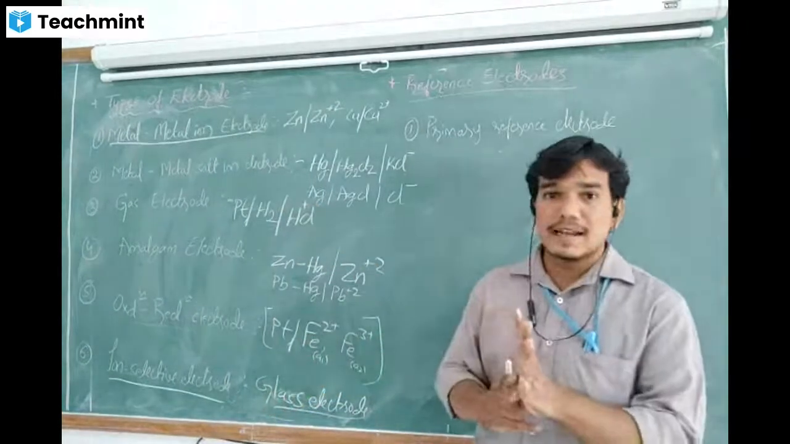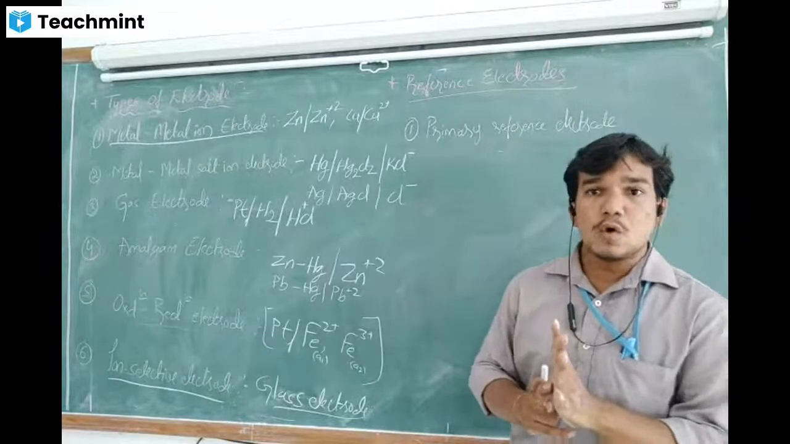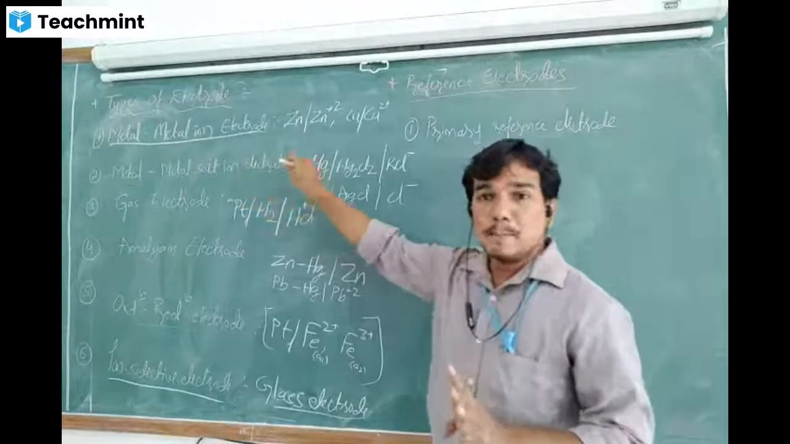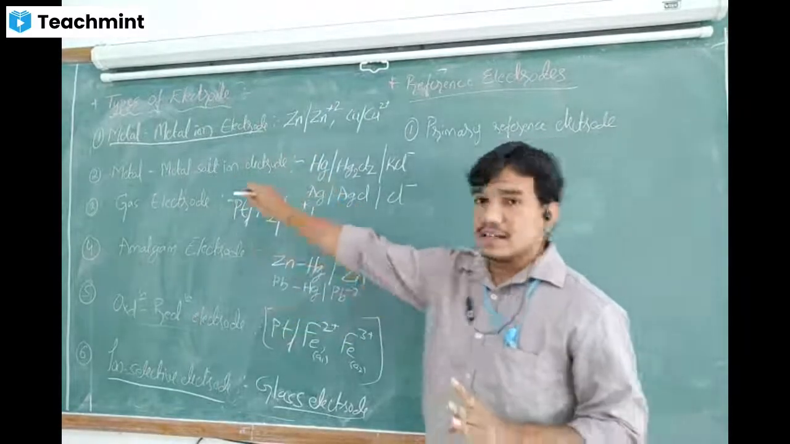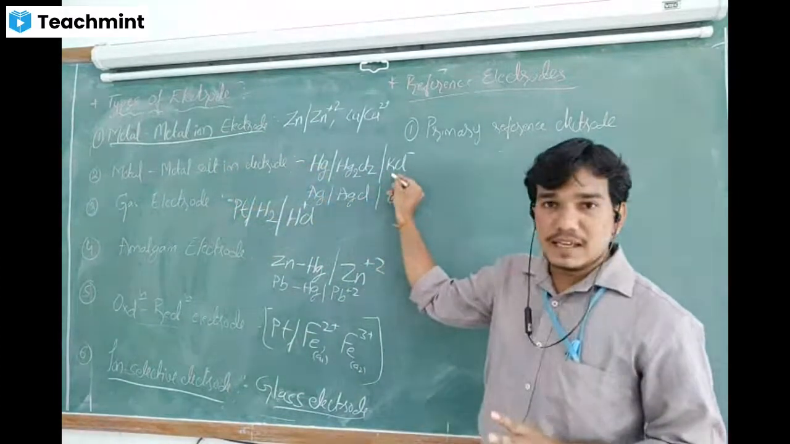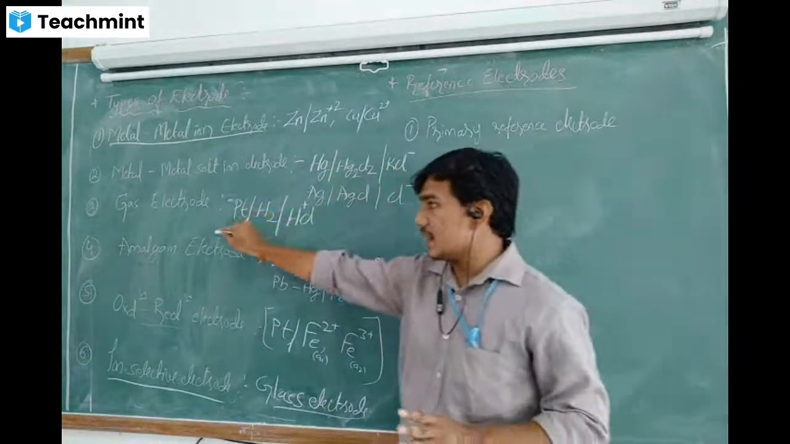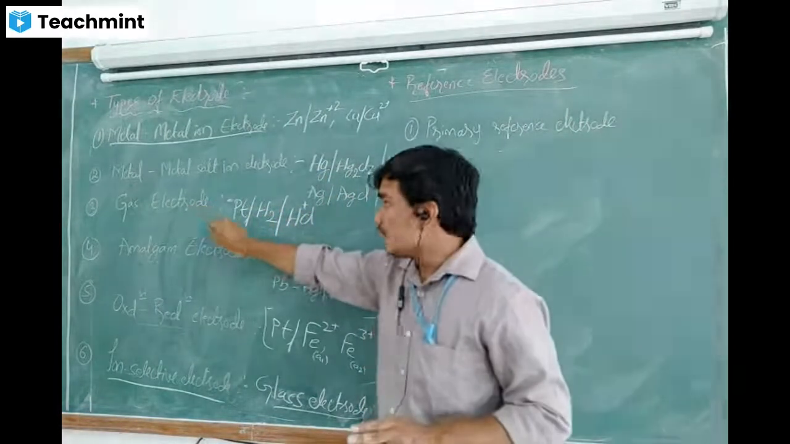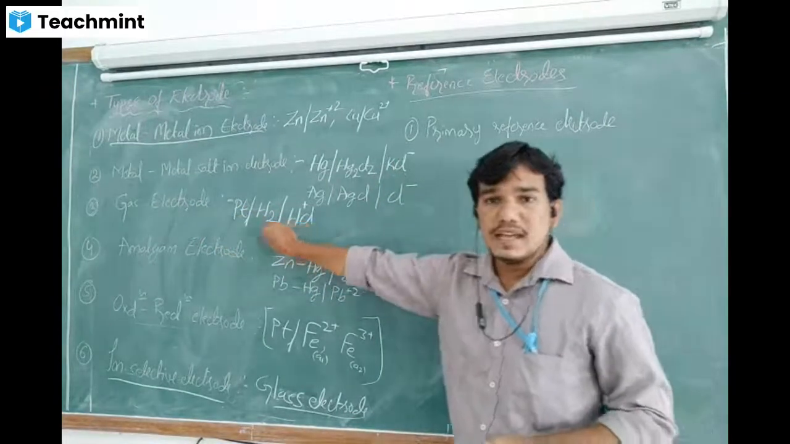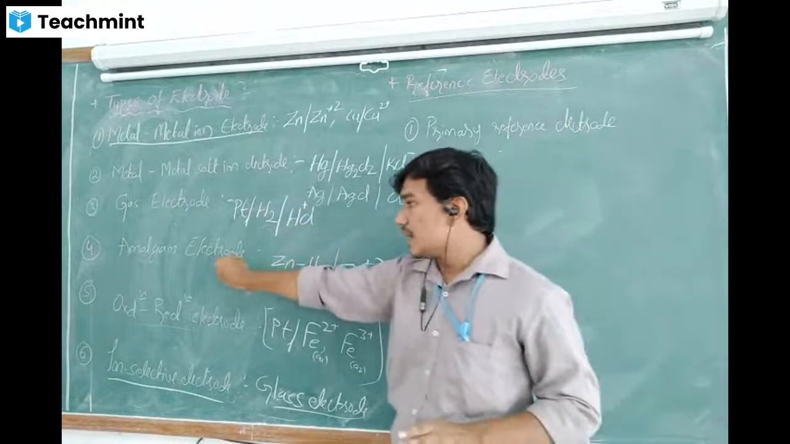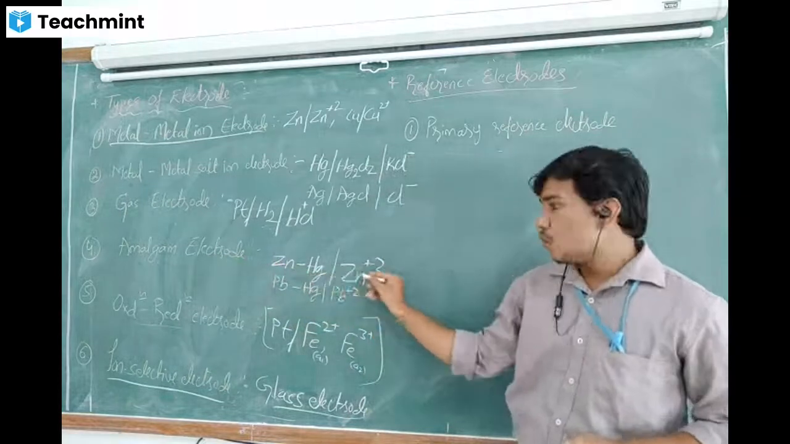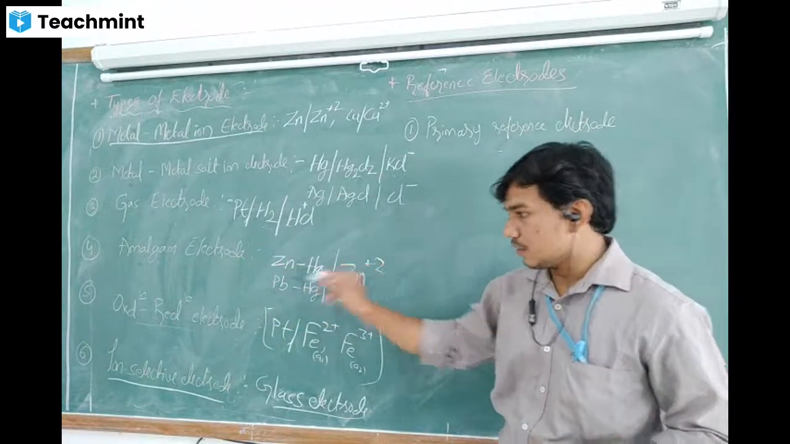One is the metal ion electrode: a metal in contact with its own metal ions. The second type is the metal salt ion electrode, where a metal is in contact with its sparingly soluble salt and the common anion of the salt. Gas electrode consists of a gas, and an inert metal is dipped in an ionic solution of the gas molecule. An amalgam electrode is a metal amalgam in contact with its own metal ions.